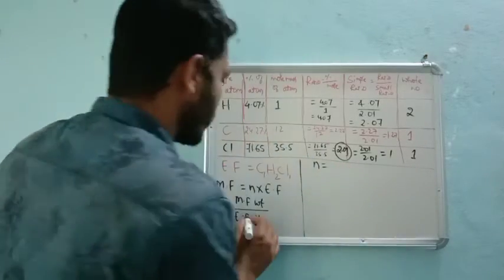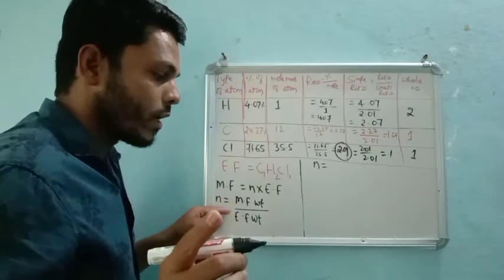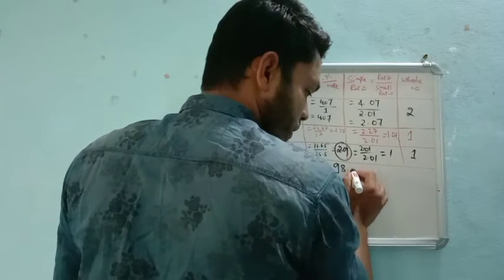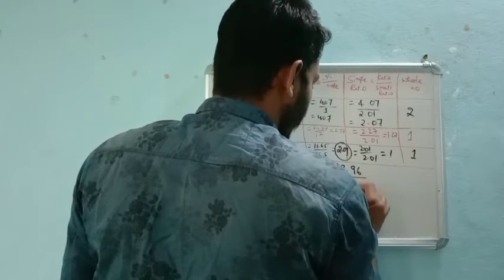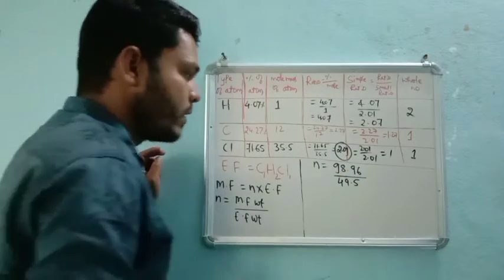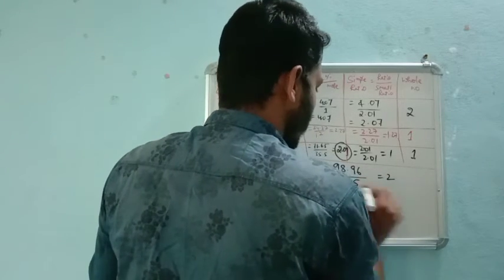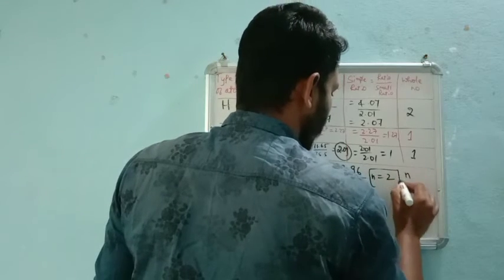N is nothing but molecular formula weight. How much have they given for the molecular weight? 98.96 divided by how much we got? 49.5. Nearly this value is 2. So N is equal to 2. This is our N value.